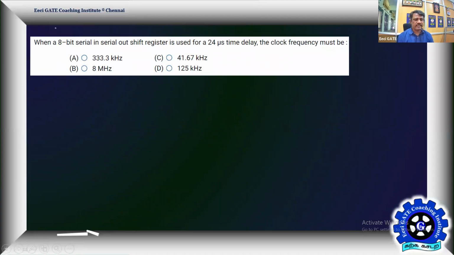Yes, next one. This is even more interesting than the last one. What we have is an 8-bit register, serial in, serial out. The shift register is used for a 24 microsecond time delay. Understand the problem.